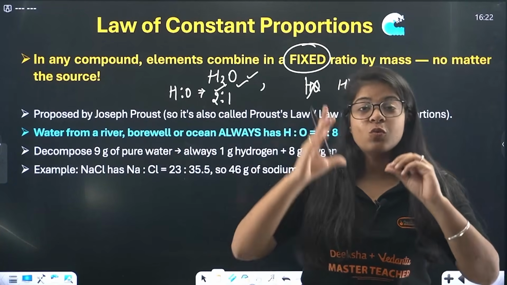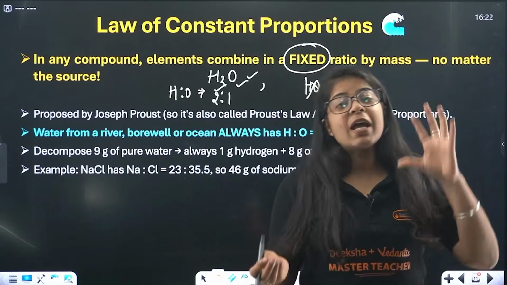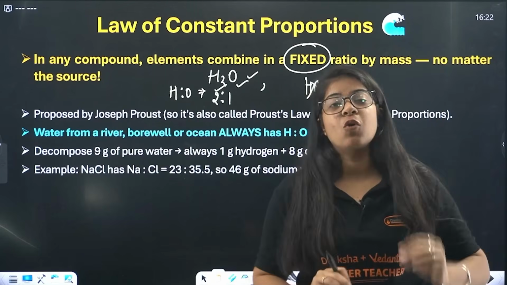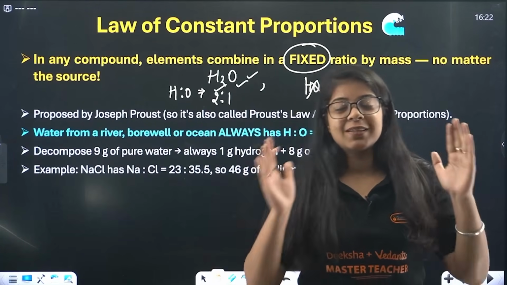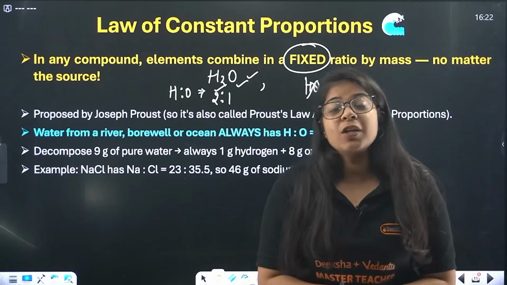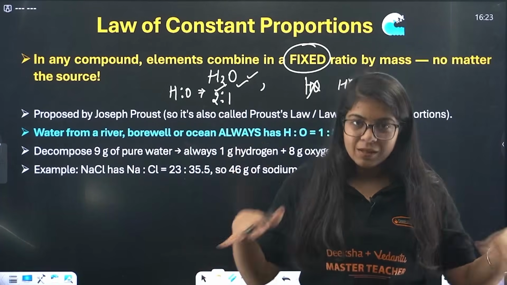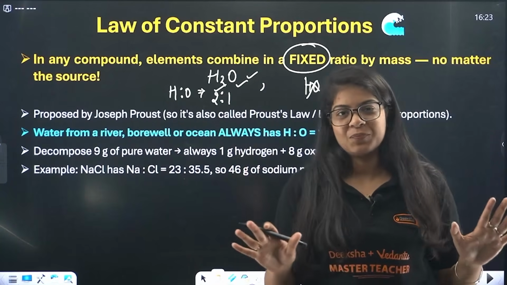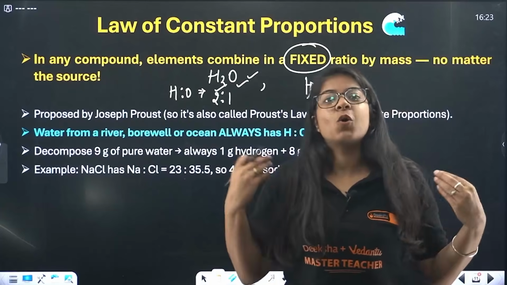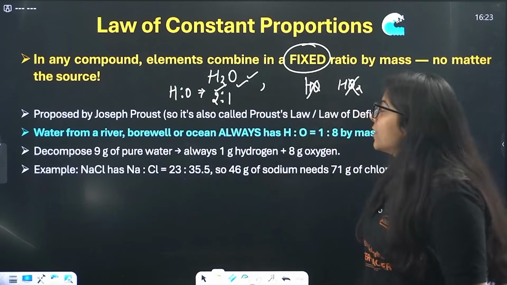In H2O, H is 2, O is 1. In H2SO4, H is 2, S is 1, O is 4. That's how these things are, no matter where you are in the whole world or even in space, no matter where you are in this whole universe. Done? Okay, so that's what is written.